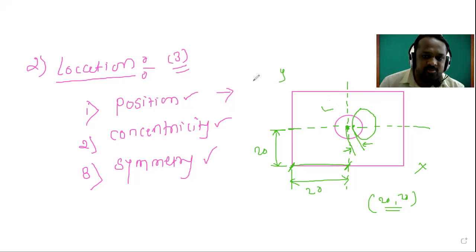And what is the symbol for the position? The symbol for the position is like this. We have to draw the circle and we have to draw the center lines like this. So this is the position.